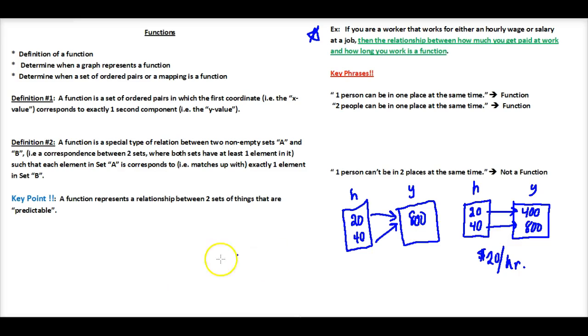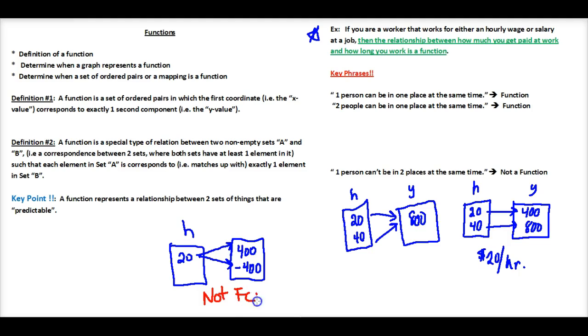Okay? What we don't want is a situation like this. Let's say you work 20 hours a week, and let's say if you're an hourly worker, you have to decide on whether you want to be paid or you want to pay your employer. And in this situation, this would not be a function. Because the main thing you see here, you see that $20, we don't know whether you're going to get paid $400 or have to give your employer $400.